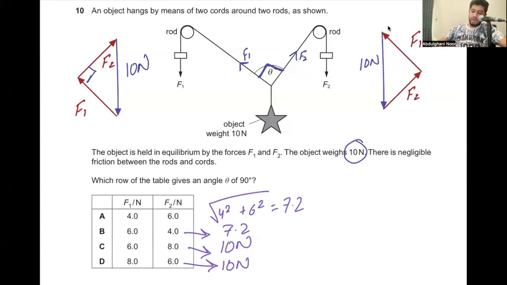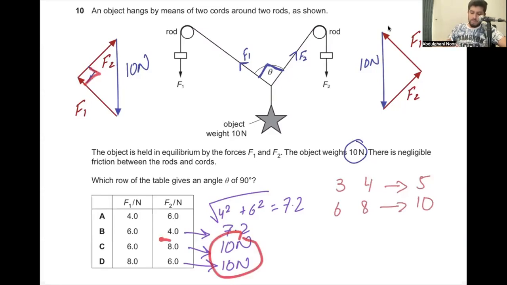If you have a right angle triangle, if one side is 3, the other side is 4, the resultant will be 5. If one side is 6, the other side is 8, the resultant will be 10. Some of you know this. If not, you can always work it out. So I now know that if I want a resultant of 10 Newtons and because of 90 degrees I use Pythagoras theorem, my answer must be either C or D. The confusion is whether it should be C or D.